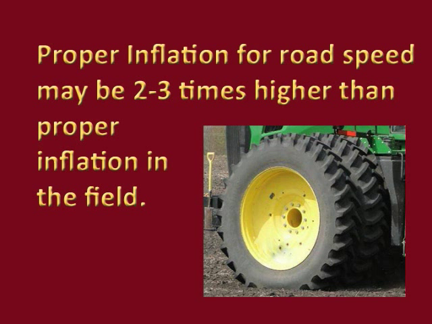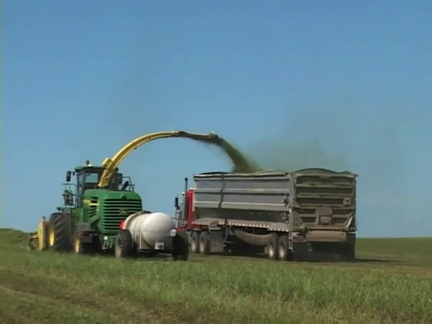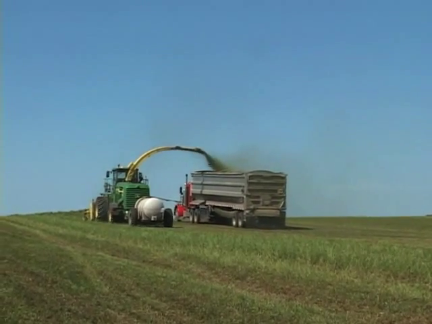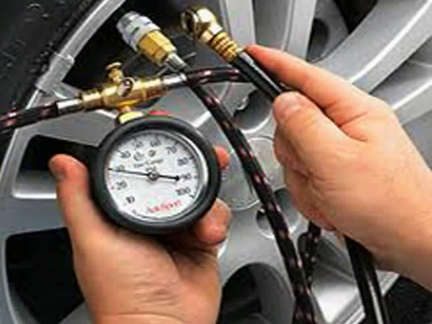That's why it's important to know whether you have tracks or tires, what kind of pressure is being put on the soil. Proper tire inflation for road speed may be 2 to 3 times higher than for proper inflation in the field. Using the road inflation rates in the field will create more compaction and could reduce yield. While it can be inconvenient to adjust your tire pressure, it's worth the hassle to minimize the compaction potential. One of the advantages to tracks is that there's no tire inflation adjustments to make.